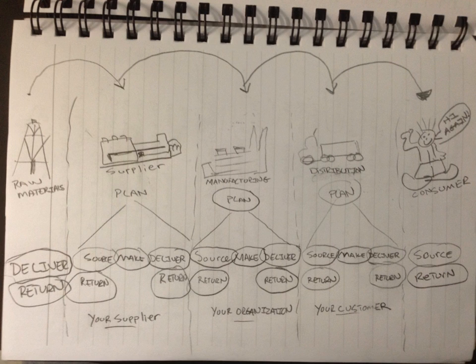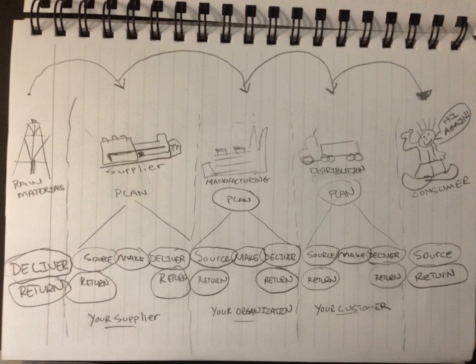Putting the supply chain and the 5 management processes I just described together, we get this picture here. Each component has a source, a make, deliver, a return, and planning that's involved. So if your company is a manufacturer, your internal focus is on sourcing, making, and delivering.